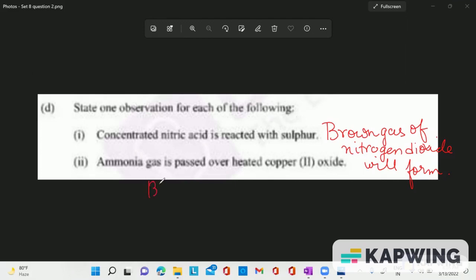So my black copper 2 oxide will change its color to pink or reddish brown.